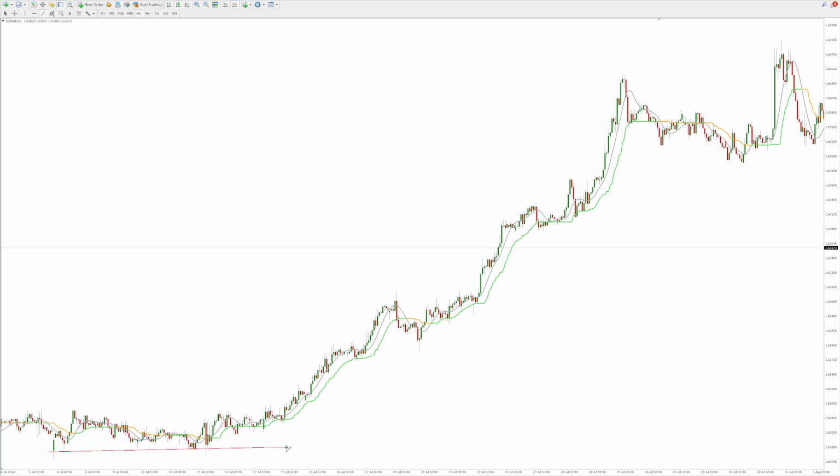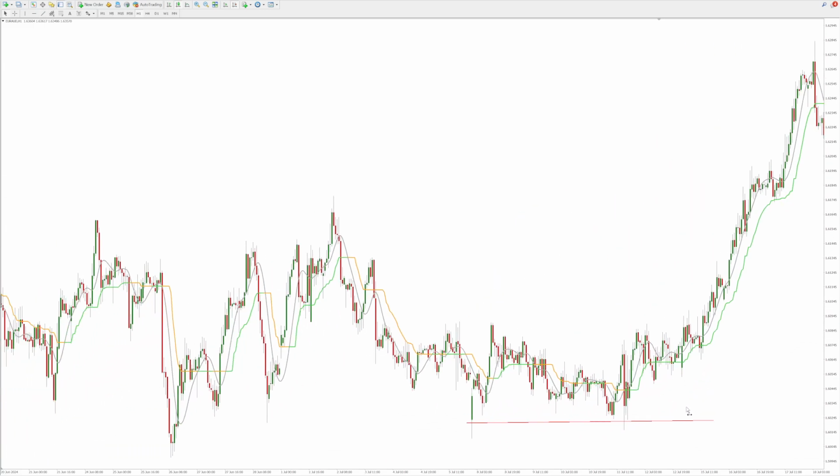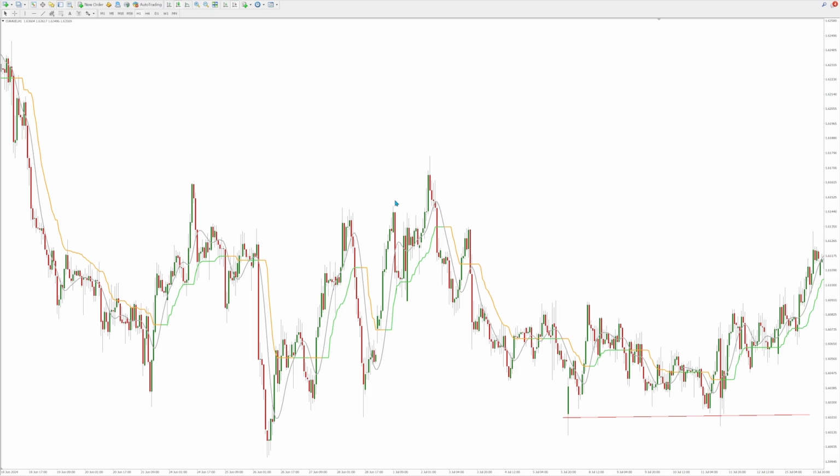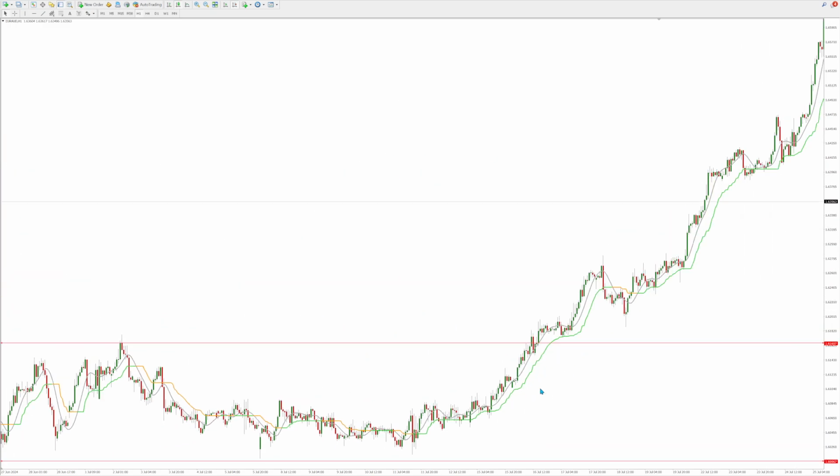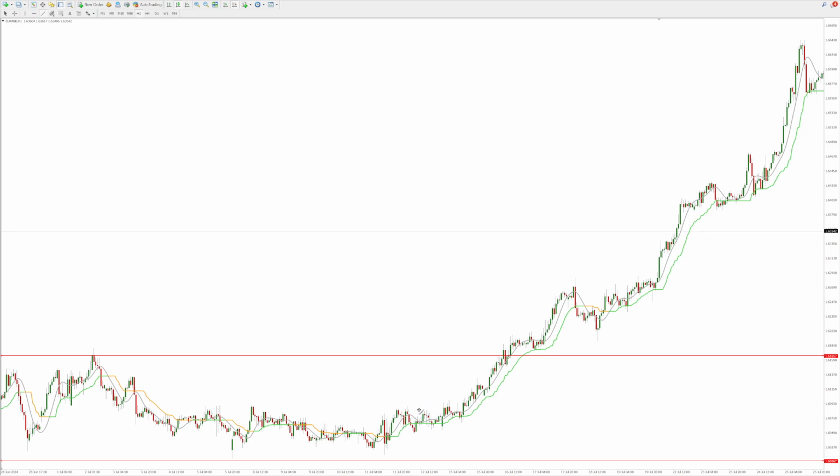The first thing we do is draw a support and resistance. If we go back here, you can see this market was in a choppy situation over here. It had a resistance around here somewhere, and the support was down around here. The price was consolidating in here. Then we had a breakout of this resistance line to the upside and a nice trend. The market started to make these higher lows. We're in a clear upwards trend.